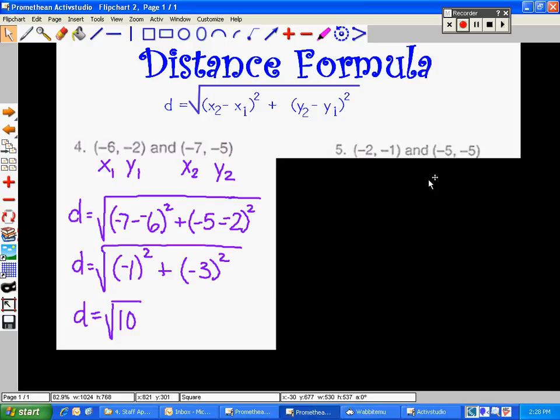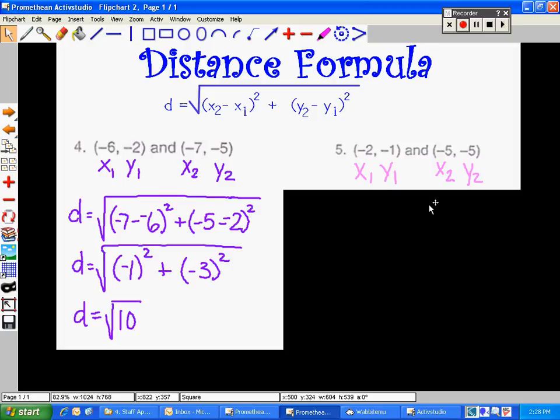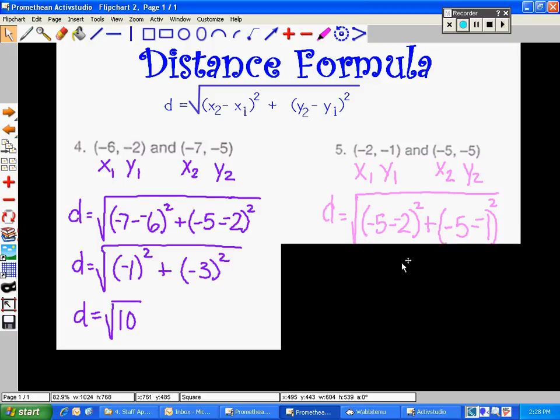Now let's do example 5. Again, first step, label. It's really important. x1, y1. This is the first point. This is the x, this is the y. This is the second point. This is the x, this is the y. I then plug into the formula that I'm given. Don't forget to take the negative signs with you.